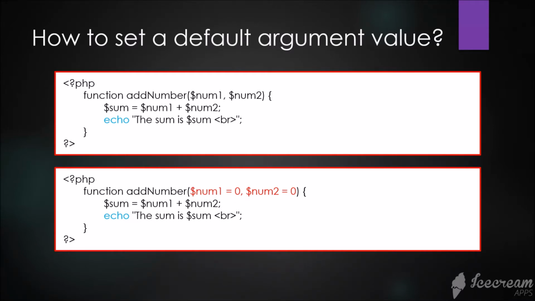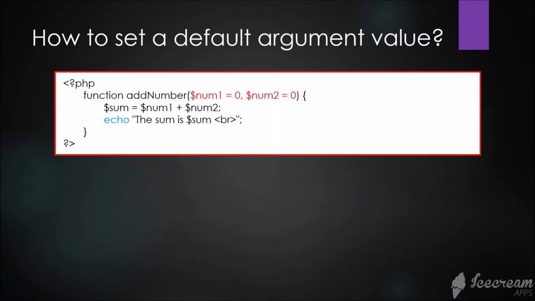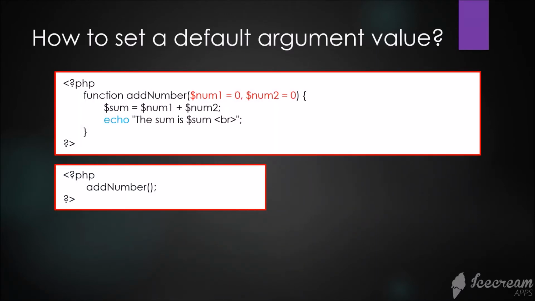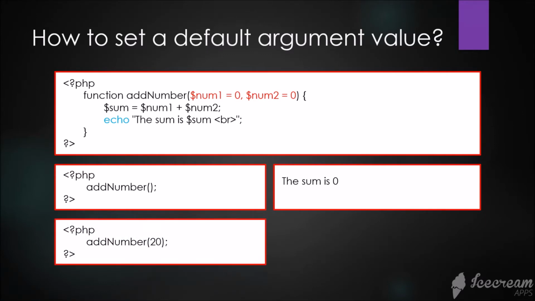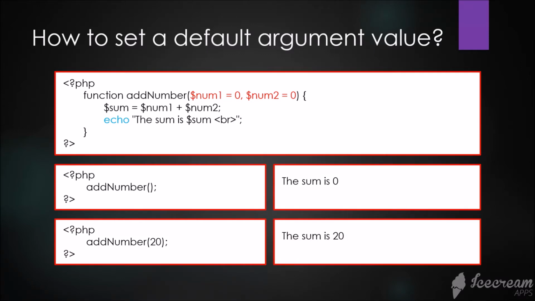Okay? Ngayon, if we try to call the function, although wala tayong argument na pinasa, the output will be something like this. The sum is 0. Now, if we call the function but only passing the first argument, then we can still have the output of the sum is 20. Okay guys, so that's how we set the default value in a function.